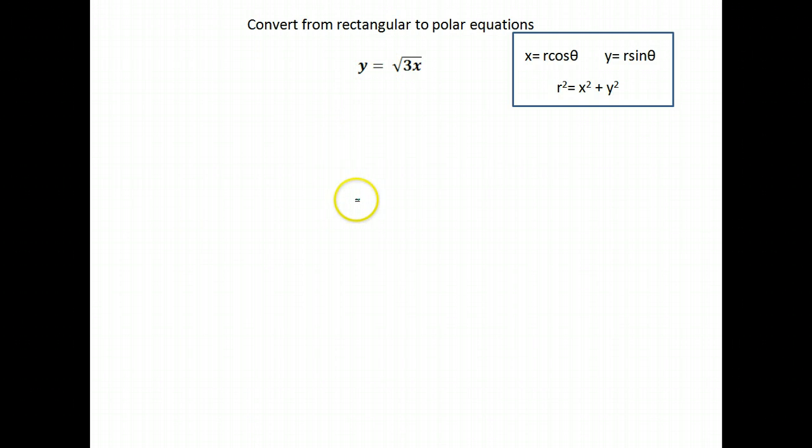All right, next one, y equals the square root of 3x, and I apologize, let me rewrite that question. That's not how I intended it to look. I meant for it to look like this, y equals the square root of 3 times x up here. I didn't want the x under the radical. Okay, so notice we have our y and we have our x. We can go ahead and substitute here.